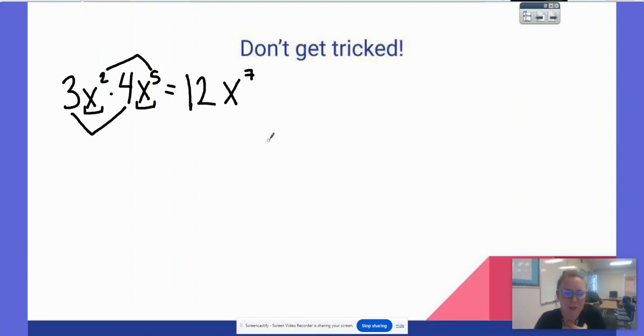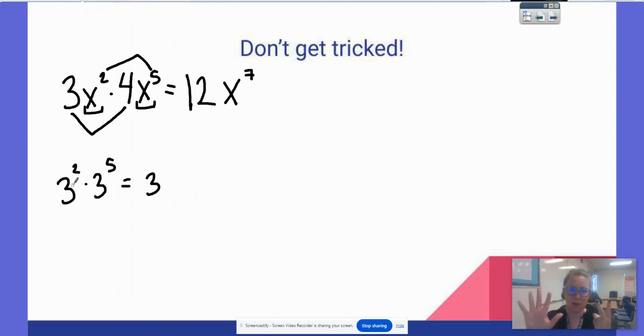Here's where you might feel tricked, but you're not tricked. What if I have 3 squared times 3 to the 5th? What's the base? The base is 3. The base always stays the same. We have the number 3 2 times and the number 3 5 times, so we have that a total of 7 times. Okay?